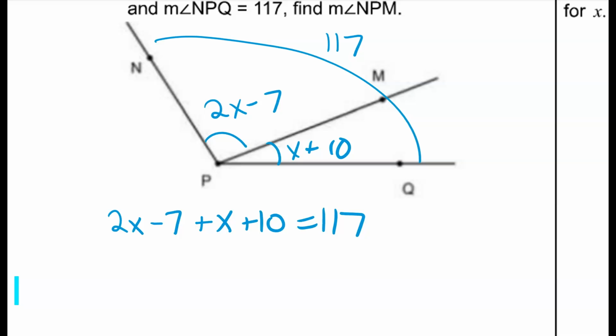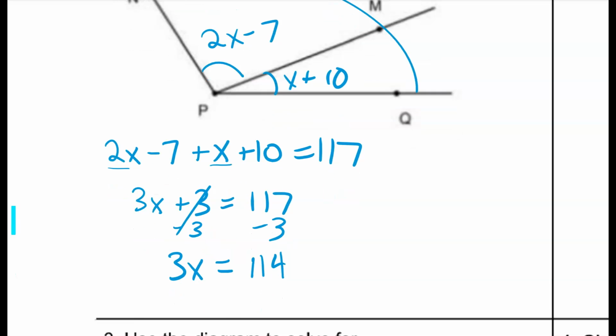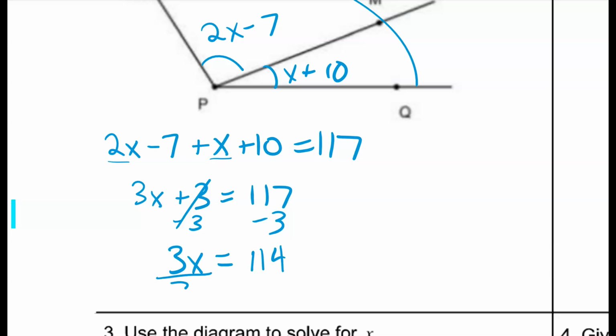So I'm going to start by combining like terms. 2x and x makes 3x, minus 7 and 10 makes plus 3, equals 117. To undo the positive 3, I'm going to subtract 3 on both sides. That should be 117. So I'm left with 3x on one side, because the 3's reduced to 0, and 114 on the other. So to undo that coefficient of 3, it's linked by multiplication. So I'm going to use division, my inverse operation, and I find that x equals 38.